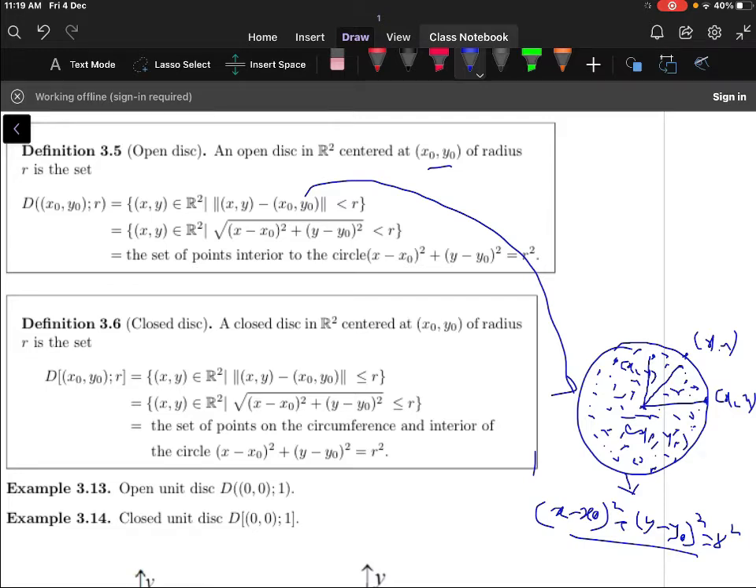That is nothing but the closed disk. Mathematically, it can be written as D of (x0, y0) with radius r is equal to the set of ordered pairs (x, y) in R2 such that the distance between (x, y) and (x0, y0) is always less than or equal to r. Less than r means all the interior points, as in the open disk, and equal to r means the points on the circle. So it includes both the interior points as well as the points on the circle.